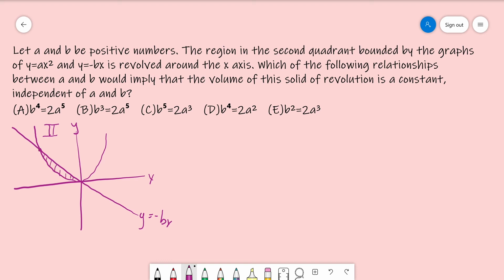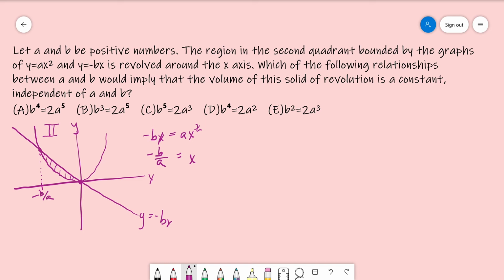These graphs are going to intersect at this point. What is this point? Well, that's the point where the graphs equal each other. Negative bx is equal to ax squared. The x's cancel out because, well, 0 is also one of those points. And we get x equals negative b over a. So this point corresponds to negative b over a.